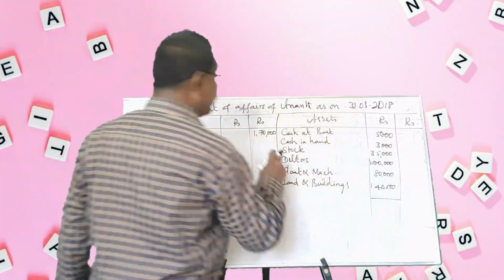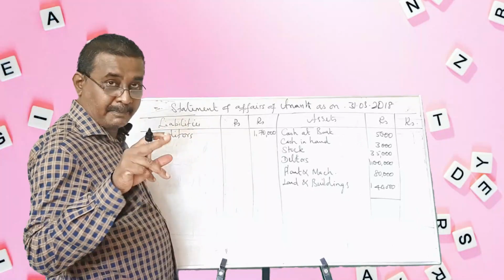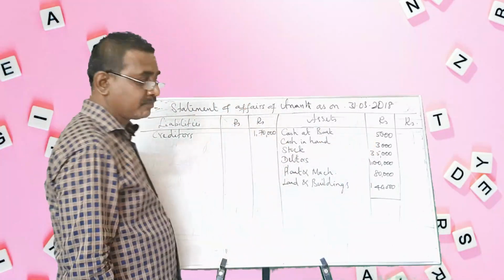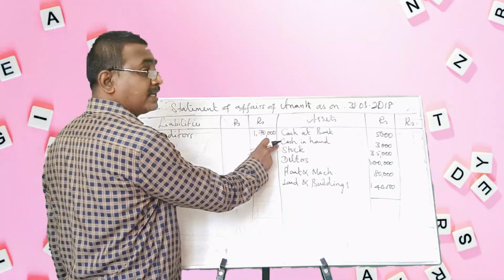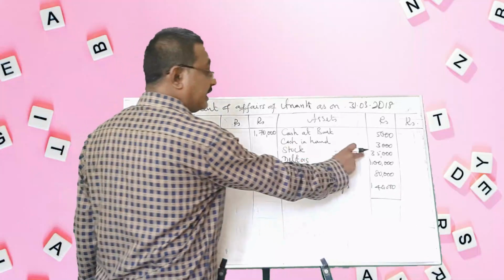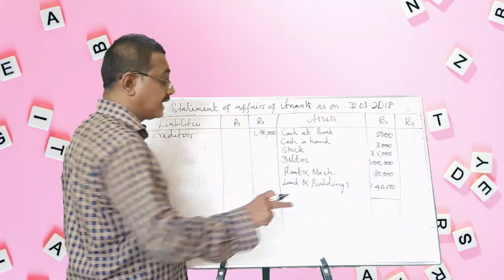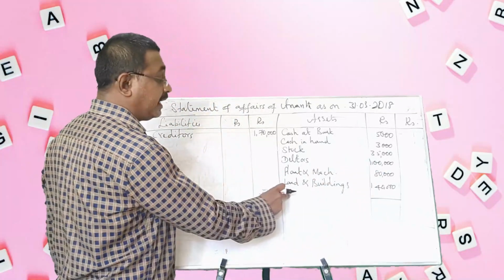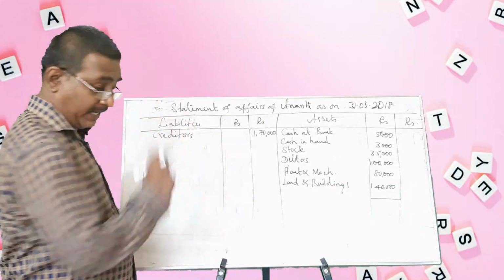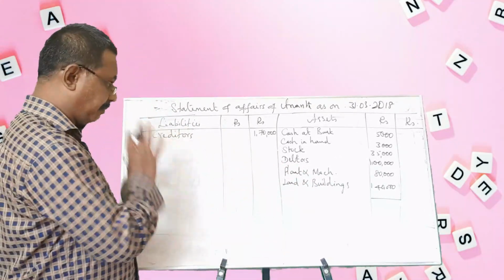31/3/2018. I told you, cash at bank is given as a debit balance, so it is an asset. It is taken here as 5,000. Next is cash in hand 3,000. Next, stock 35,000, debtors 1 lakh, plant and machinery, an asset, 80,000, land and buildings 1,40,000, and creditors 1,70,000. Make the balance, and you will get the opening capital.